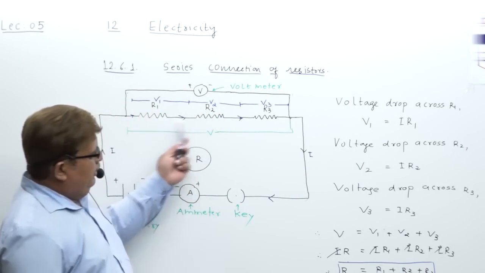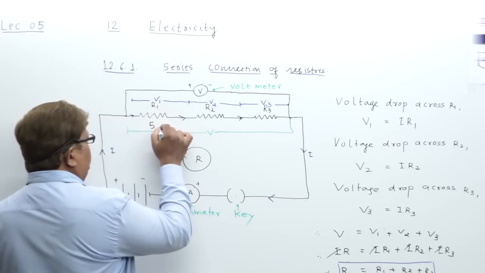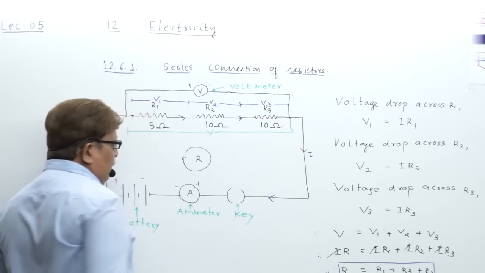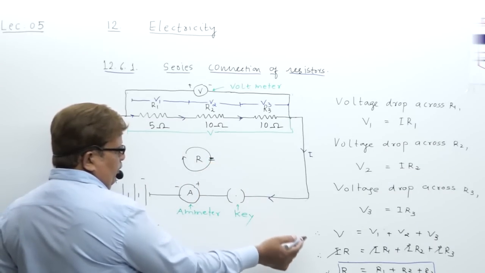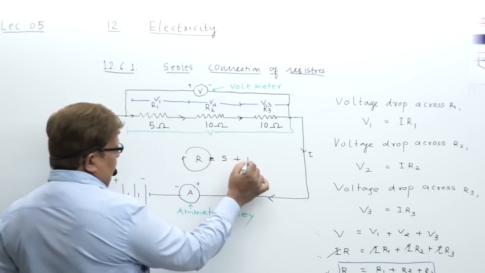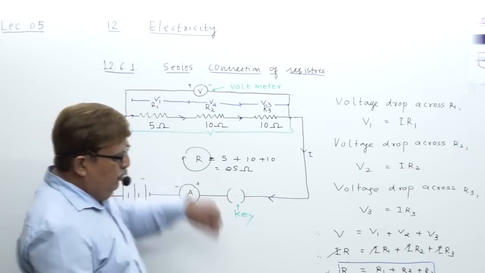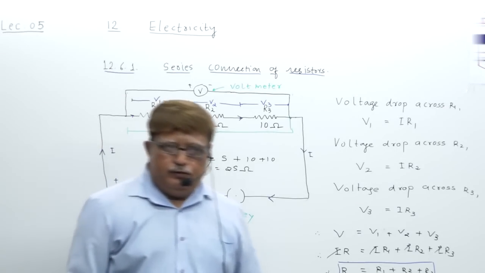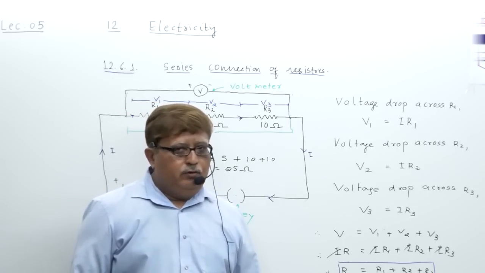Suppose I have taken three resistors, one of 5 ohm, this one of 10 ohm, and this one of 10 ohm. Can you tell me what is the overall resistance in the circuit? What formula did we get? R equal to R1 plus R2 plus R3, 5 plus 10 plus 10. What is the answer? 25 ohm. So the overall resistance produced in the circuit is 25 ohm. Understand?